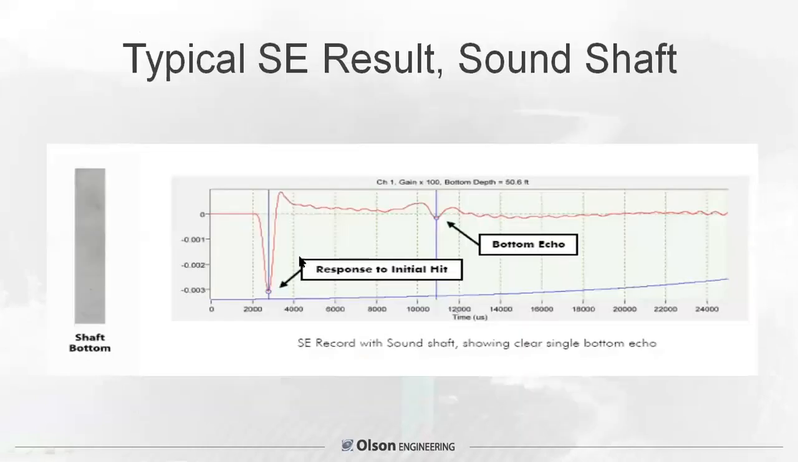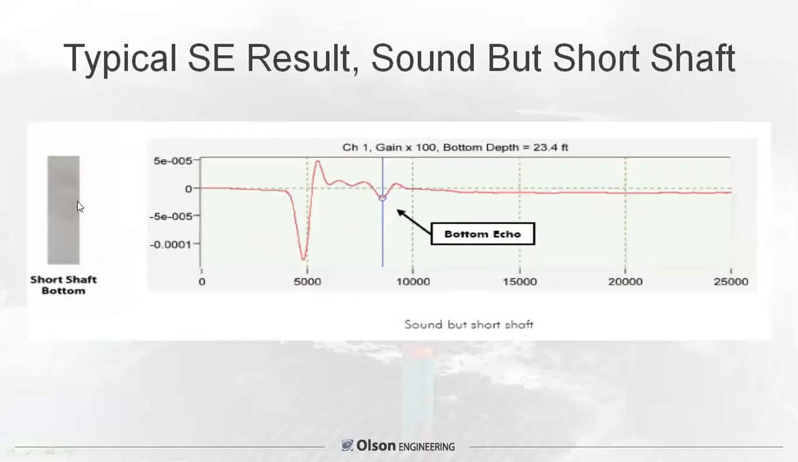So typical SE data from a sound shaft. You got the initial hit, you have the echo. This is a 50.6 foot shaft, really nice, clean data. From a short shaft, you have the impact, you have the echo. This was only 23 feet.